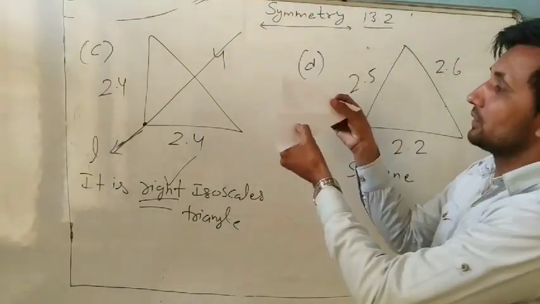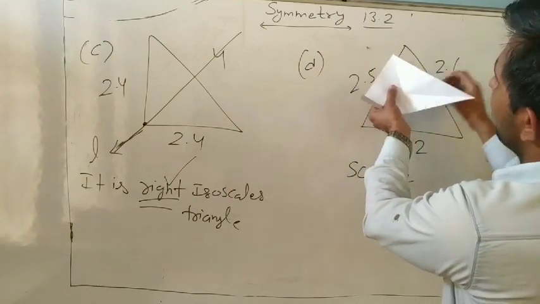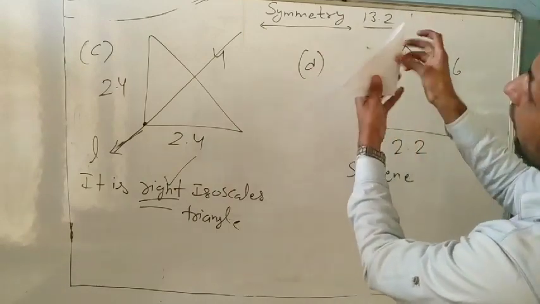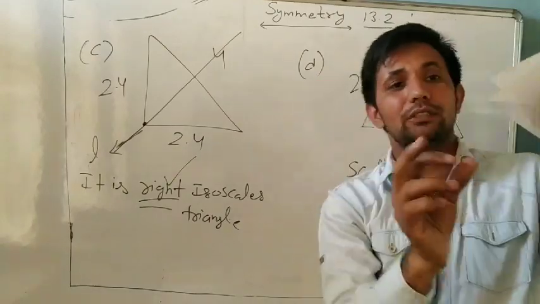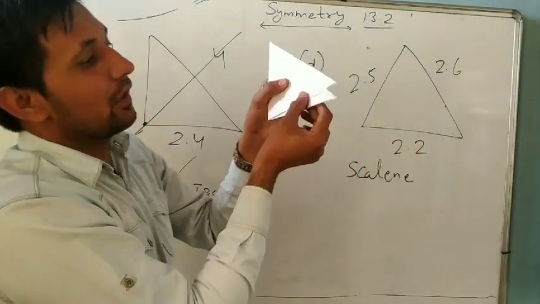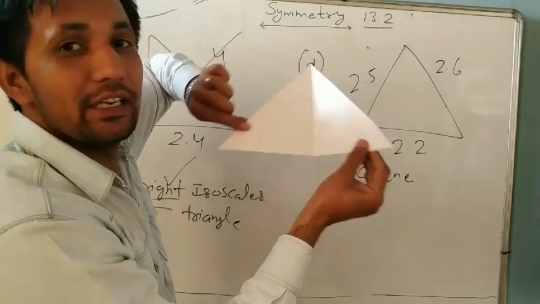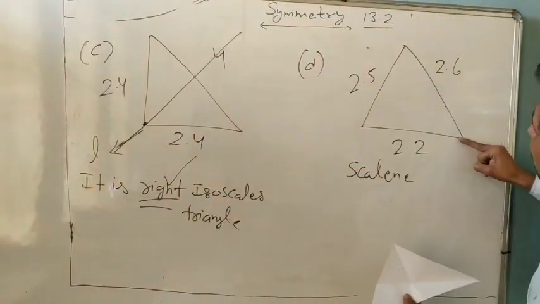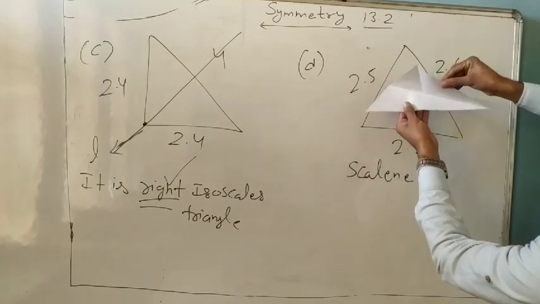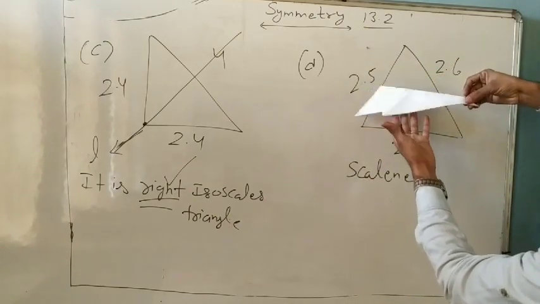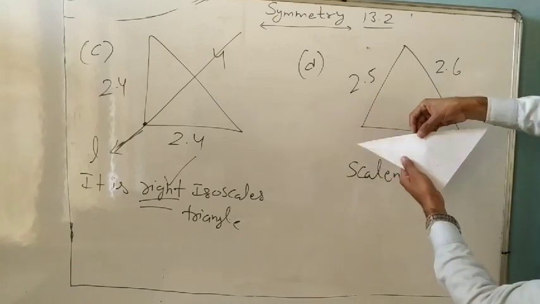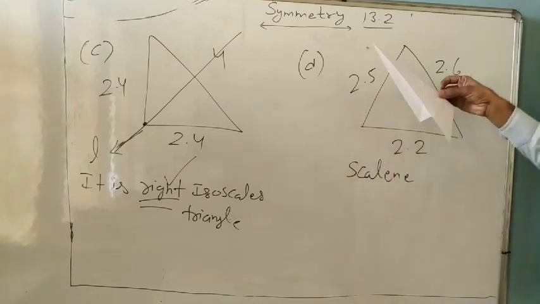First we observe that when we fold from this corner, they do not cover each other. Yes, you can check it. They cannot cover each other completely. That means it is not a line of symmetry. Now we will check from this corner. When we fold like this, we observe that it also does not fold onto itself. Now we check from this corner. Again we fold. It is no line of symmetry.